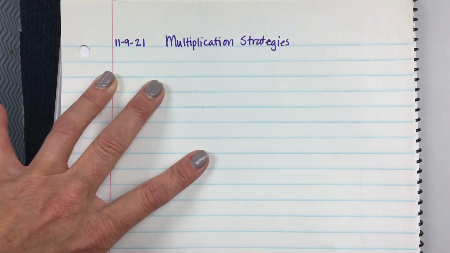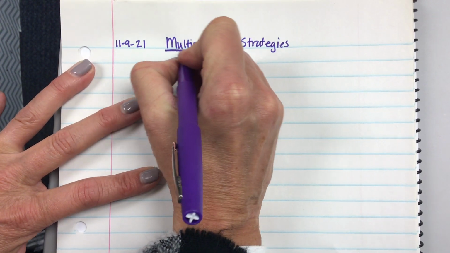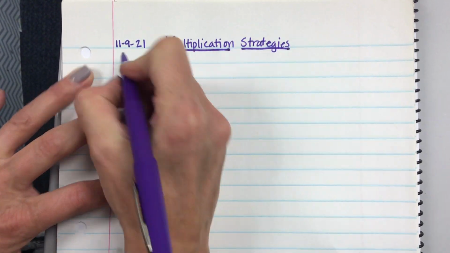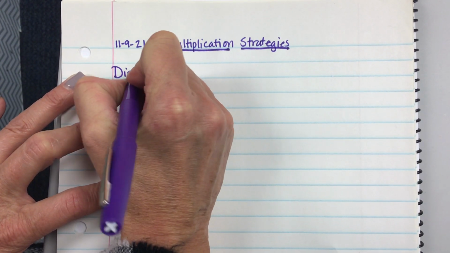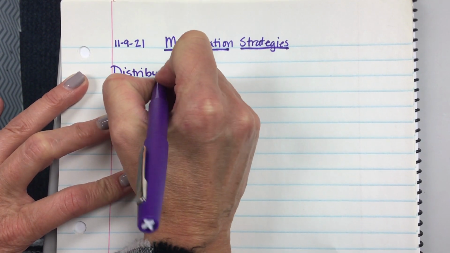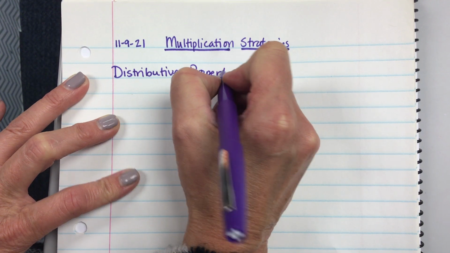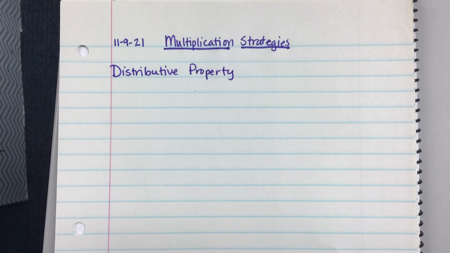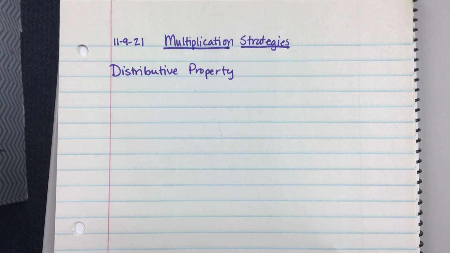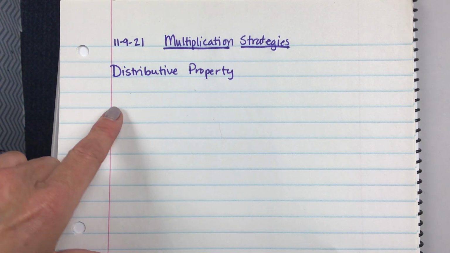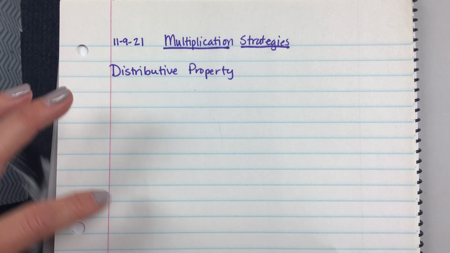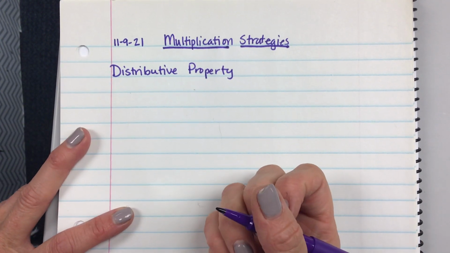Okay, so the first one that we want to use is called the distributive property. We have been using the distributive property. Okay, it is important that you label and put all of the steps that I'm including to keep your work neat and organized.